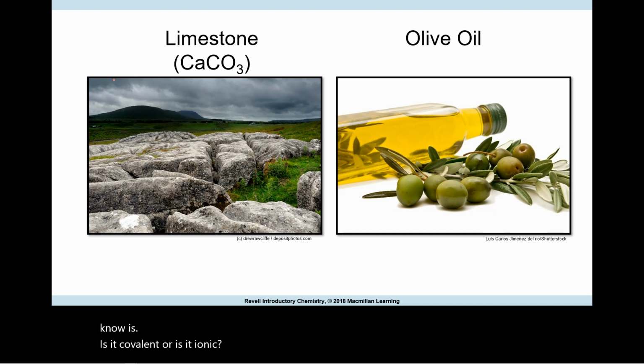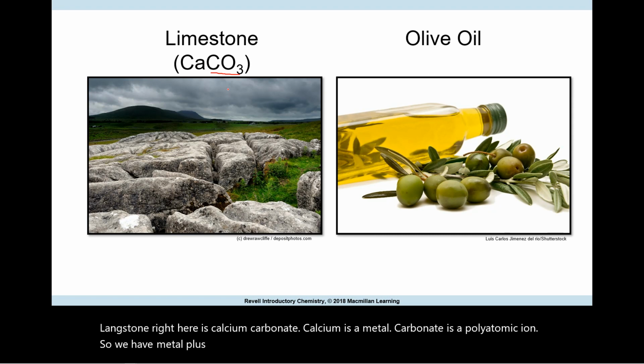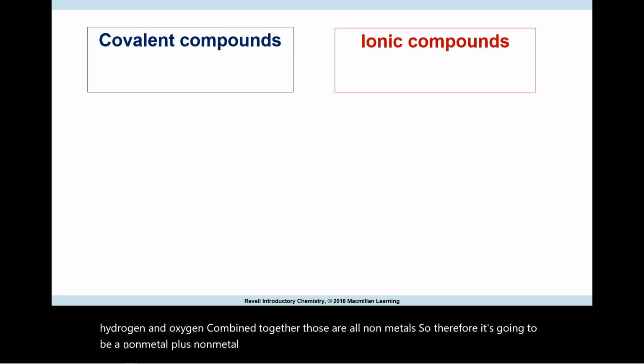Limestone right here is calcium carbonate. Calcium is a metal. Carbonate is a polyatomic ion. So we have metal plus non-metal. That's going to be an ionic compound. Olive oil is carbon, hydrogen, and oxygen combined together. Those are all non-metals, so it's non-metal plus non-metal, a covalent compound.